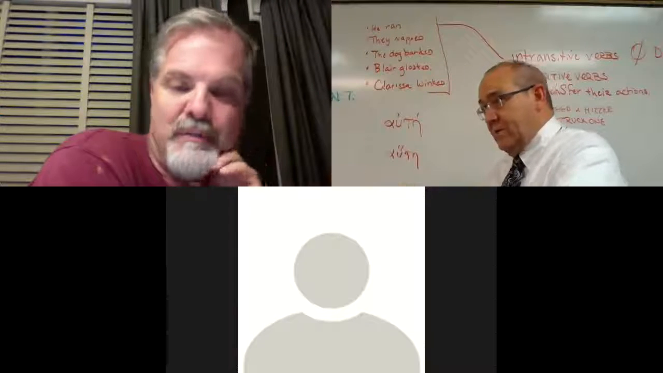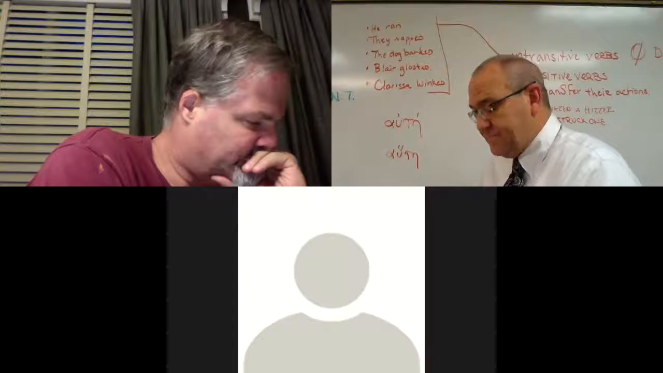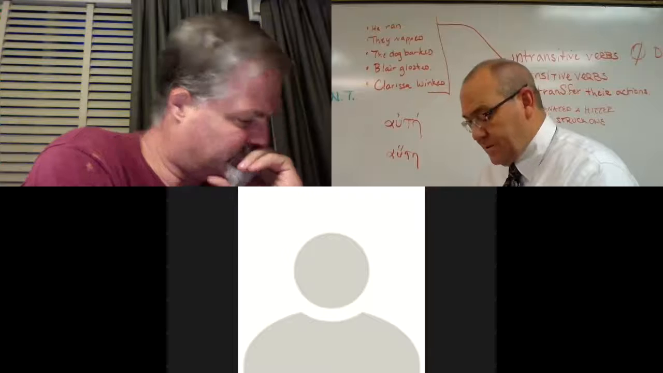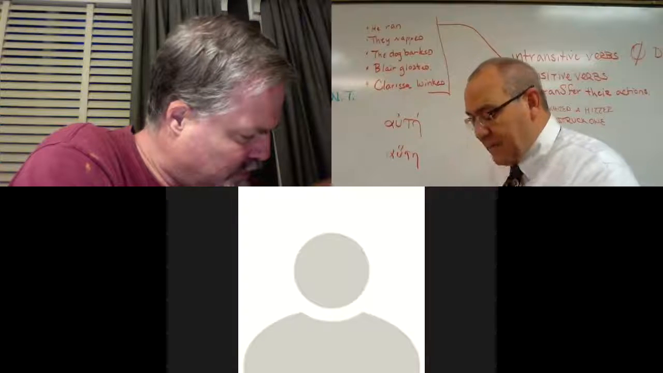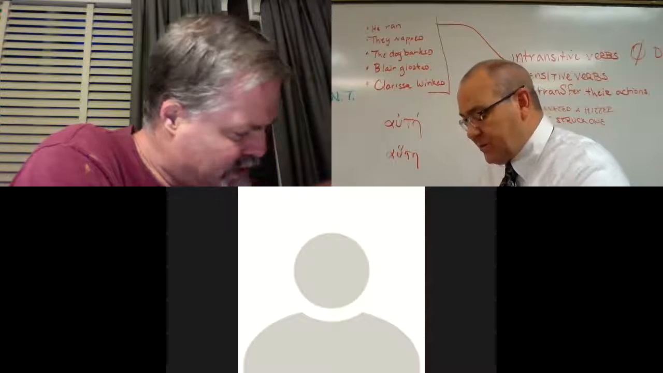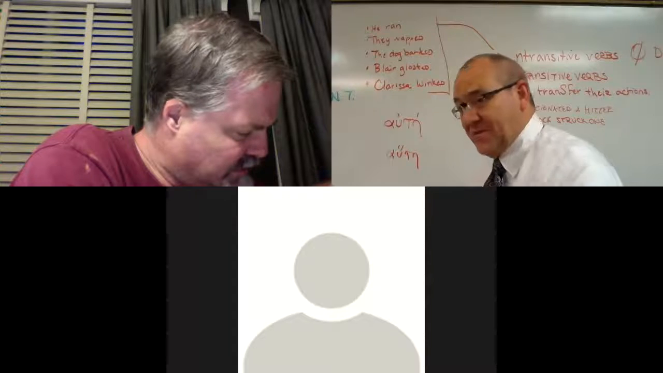So you have luo, lueis, luei, luomen, luete, luousi. Now you do the same thing. Like luomai, I am loosing myself. Listen, that is present middle indicative. Luei, you are loosing yourself. Luetai, he, she, or it is loosing himself, herself, or itself, whatever it is.